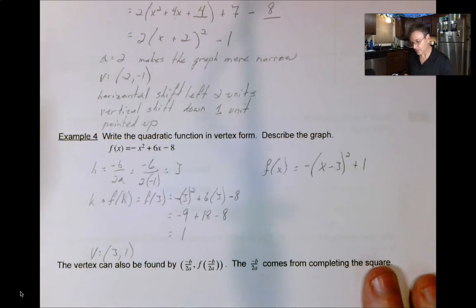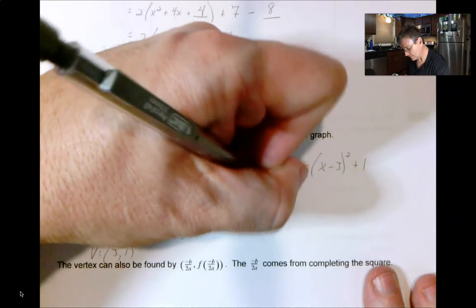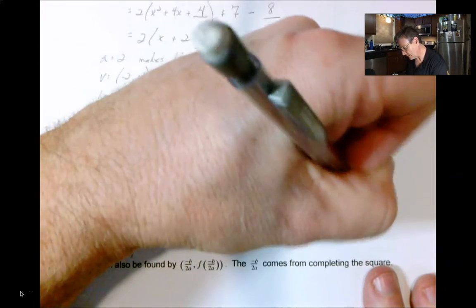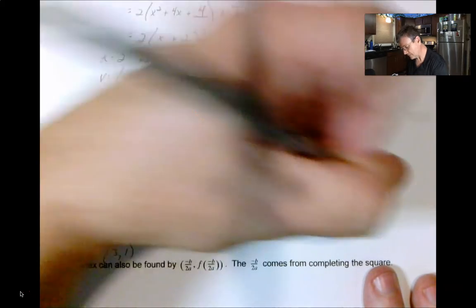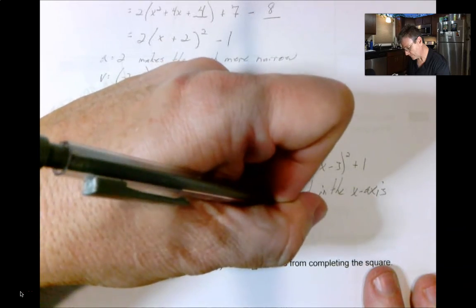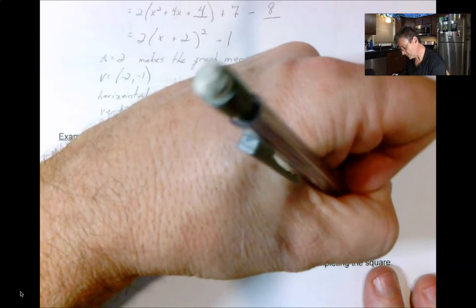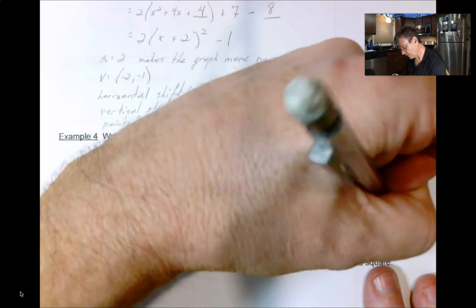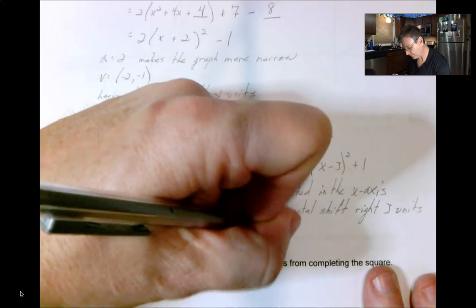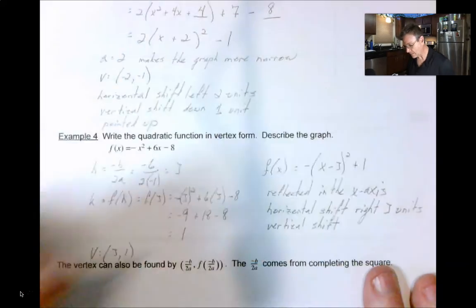Describe the graph: again, reflected in the x-axis, horizontal shift right 3 units, vertical shift up 1 unit.